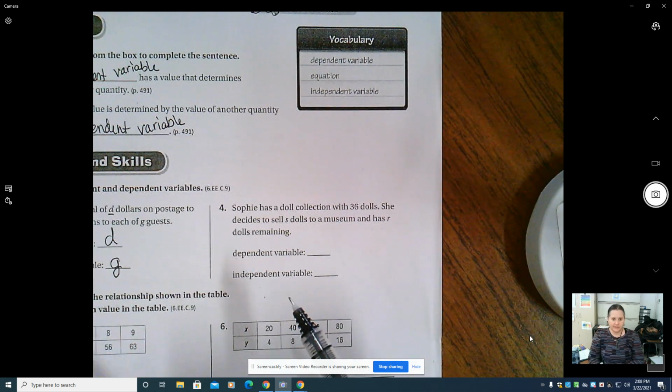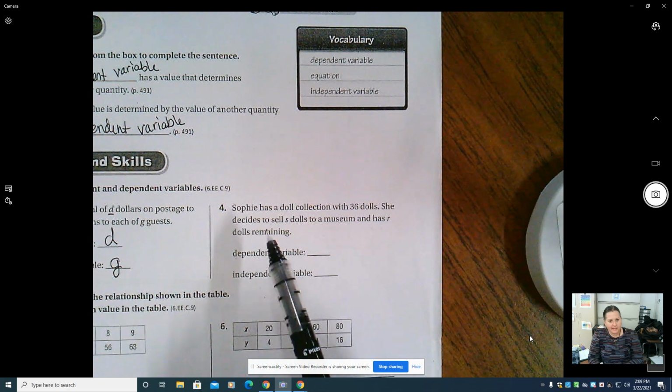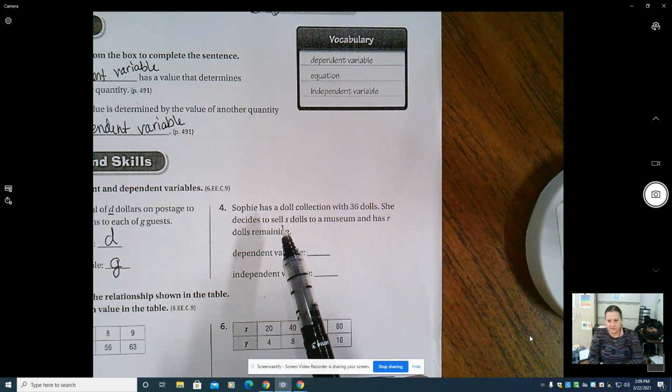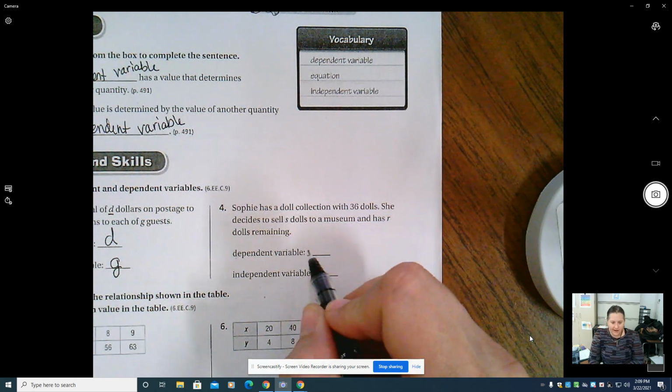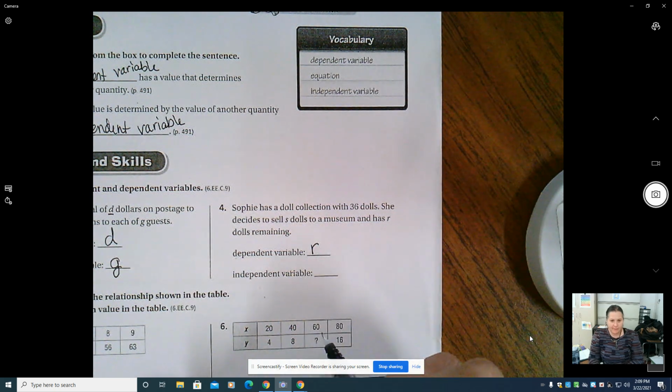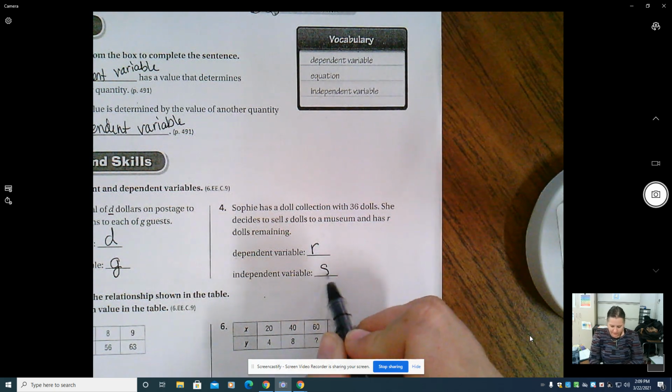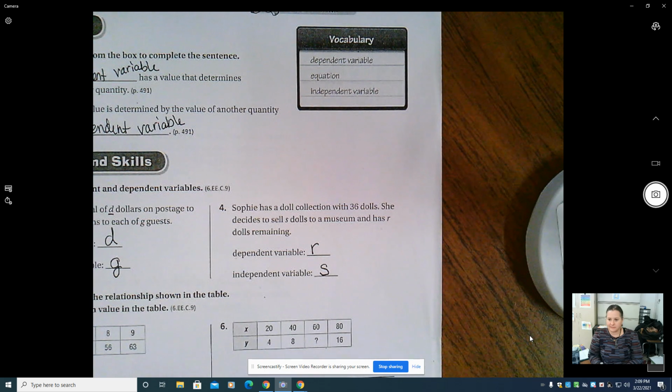Let's try another one. Sophie has a doll collection with 36 dolls. She decides to sell S dolls to a museum and has R dolls remaining. So here, the number remaining is going to depend on the number she decides to sell, right? So the R, the remaining, is dependent upon the number of dolls that she sells.